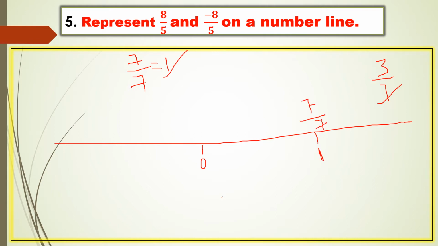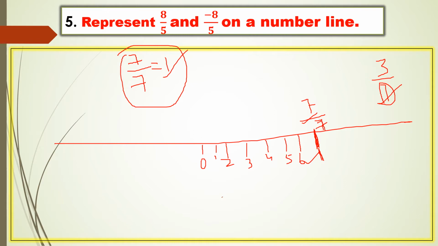1 is nothing but 7 by 7, right? 7 by 7 you got 1 only. So instead of 1 I can write 7 by 7 because my question is given with the denominator 7. So here I should make 7 parts. 1, 2, 3, 4, 5, 6. This is your 7th part. Here I am writing 1, 2, 3, 4, 5 roughly. This is the 6th part. This is the 7th part. At the 7th part only you'll get 1.